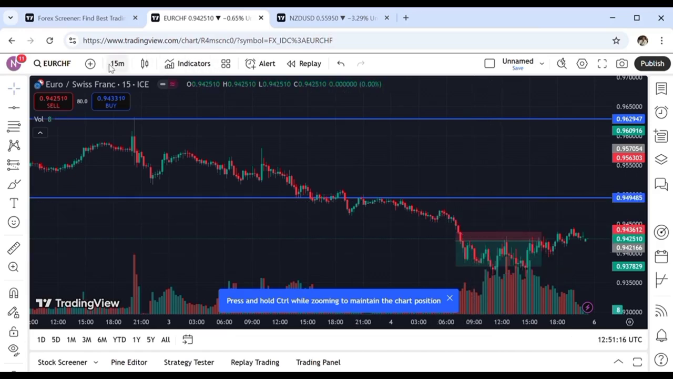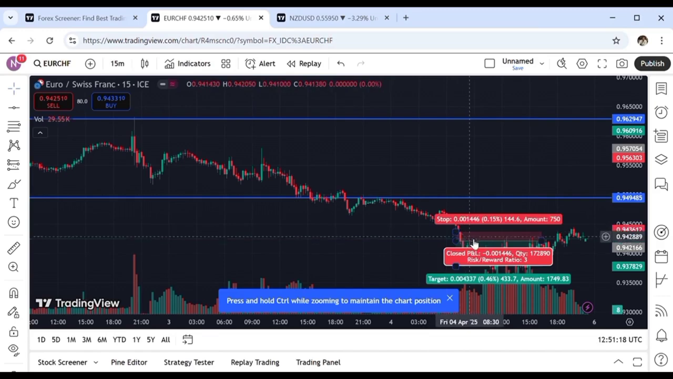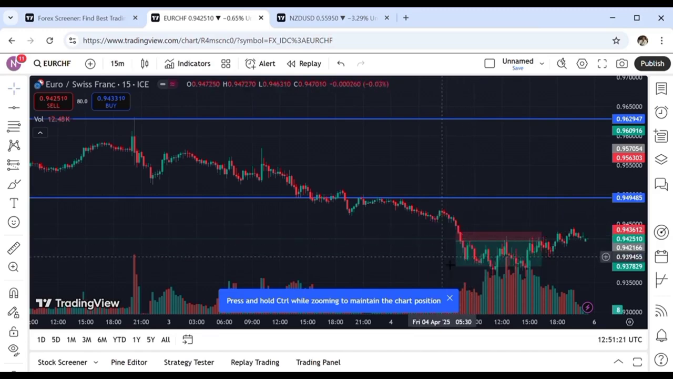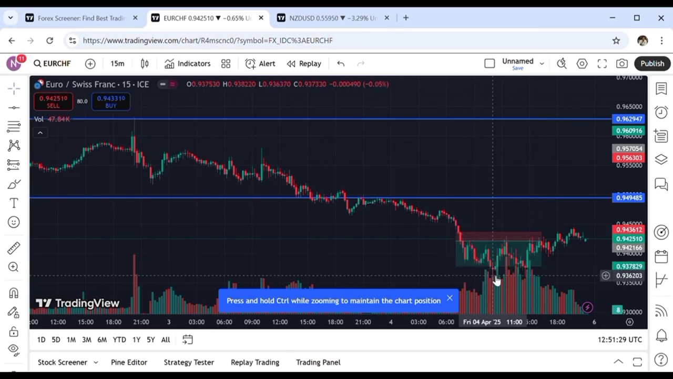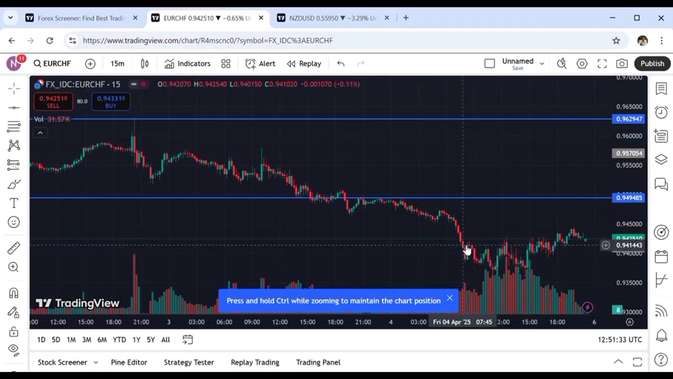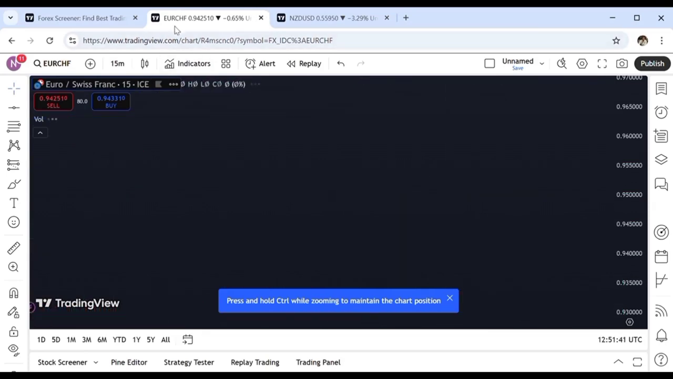You can see I kept with 15 minutes and I enjoyed a very small thing here. And price came down, went up, came down, went up again before it took my 1:3, and I left that market. You can see I left the market before anything happens. Okay, so that was how I took my trade on my Euro Swiss francs.